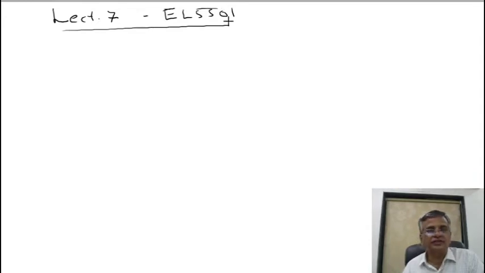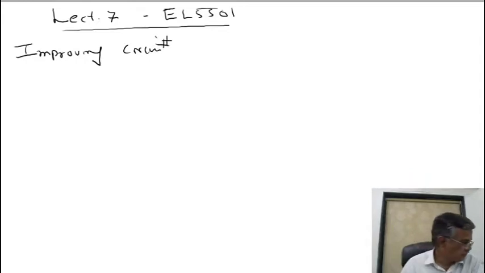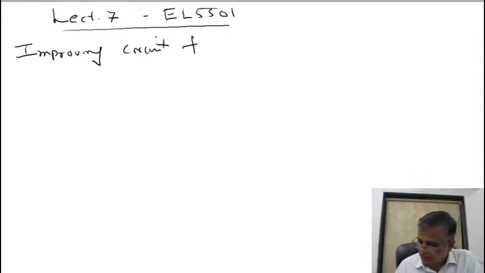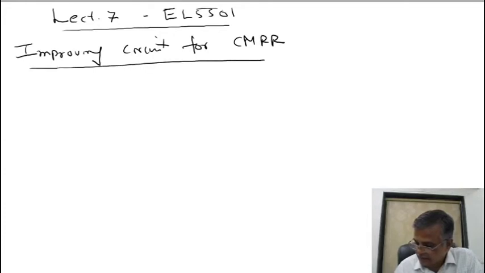Last time we have seen the numerical. Today we will see how you can improve the circuit, means improving the circuit for CMRR. I want to improve the circuit for CMRR. Today I am discussing this topic.